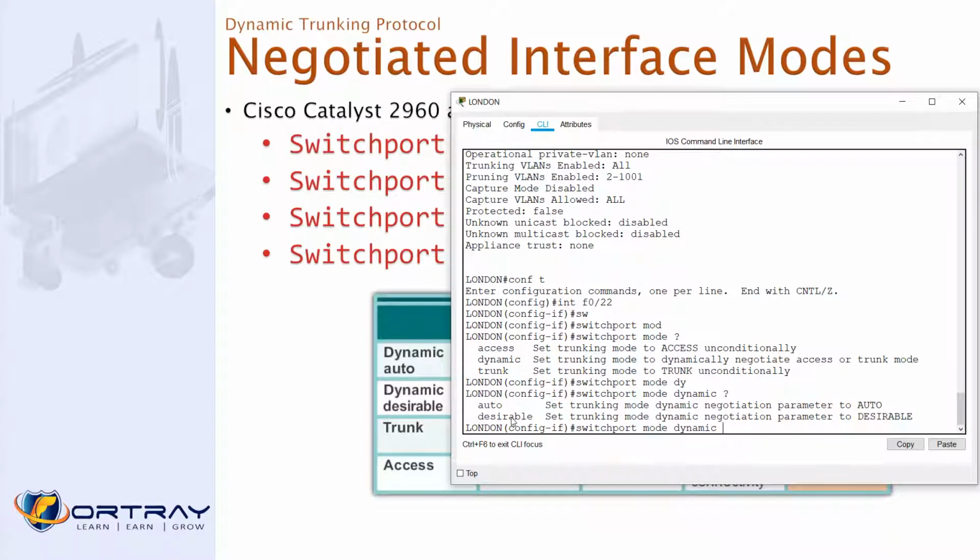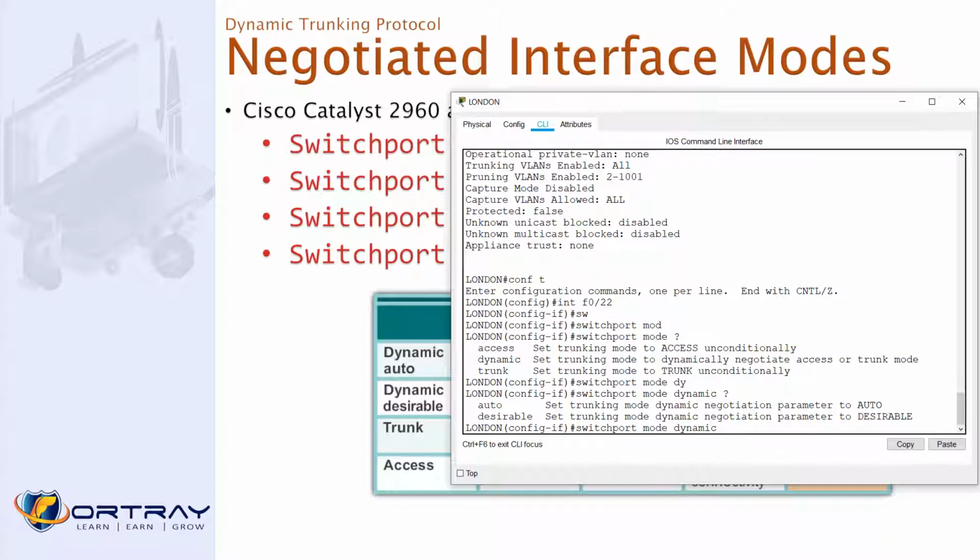If I say dynamic, I have two options, auto and desirable. Set trunk mode auto, the dynamic negotiation parameter, to auto or desirable. Auto means if somebody asks you to become a trunk, you become a trunk. If somebody is not asking you to become a trunk, you will never become a trunk. With desirable, because DTP exchanges messages, it asks other ports to become a trunk as well.